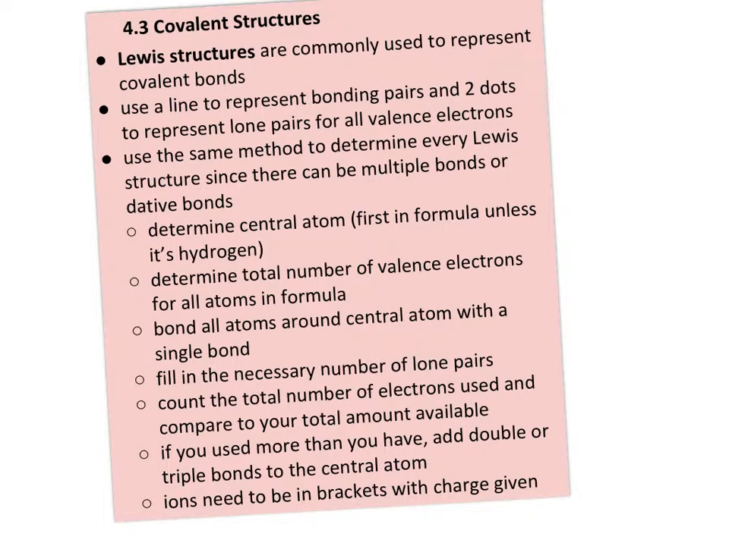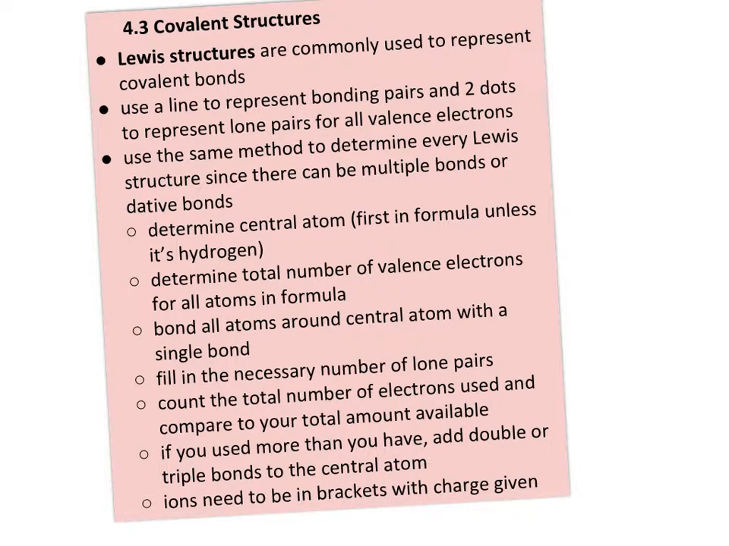Welcome. This video is going to look at Chapter 4, Section 3, where they talk more about the actual covalent structure and some of the properties associated with that. So the way to represent a covalent bond is something called the Lewis structure, which shows both the bonding pairs and the lone pairs of electrons around the element symbol.